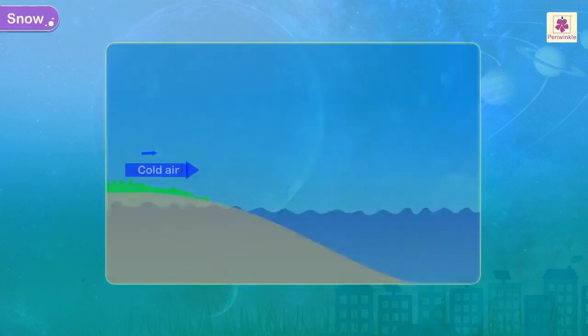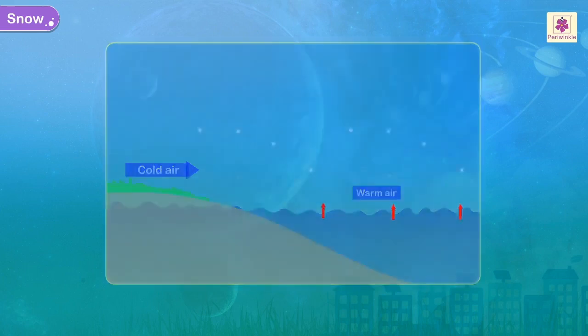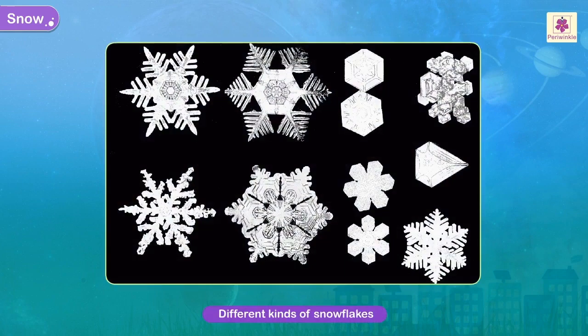Snow. When air in the atmosphere is very cold, the condensed water droplets convert into ice in the form of snowflakes. Snowflakes are of different shapes and sizes depending upon the temperature and humidity in the area.